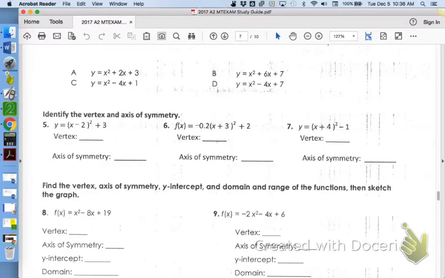Number 5, identify the vertex and axis of symmetry. These are so easy. All right, x misbehaves, so that's 2, 3. X equals 2. The vertex is at negative 3, 2. X equals negative 3. Vertex is at negative 4, negative 1. The axis of symmetry is x equals negative 4.